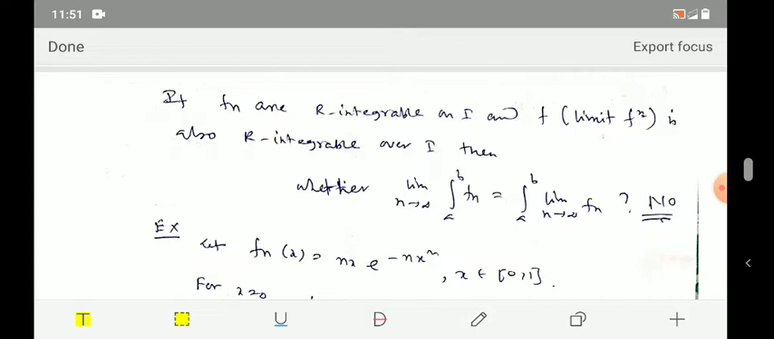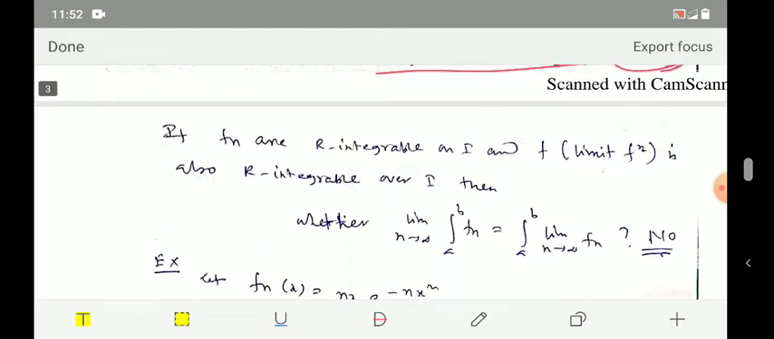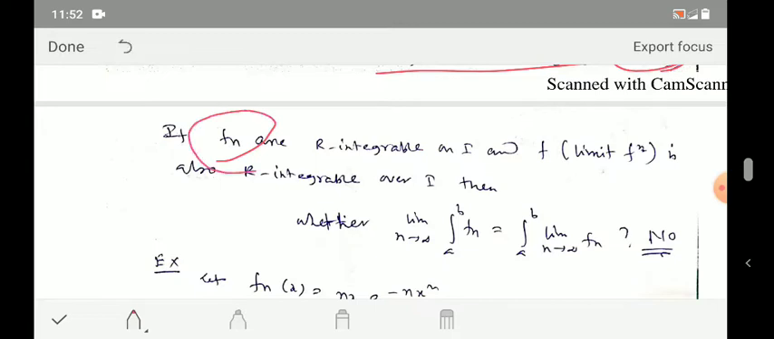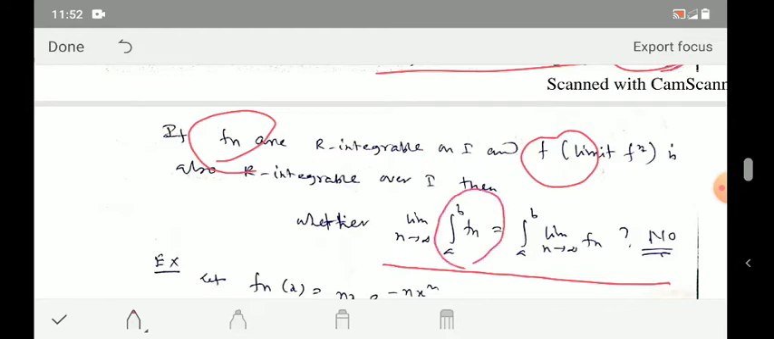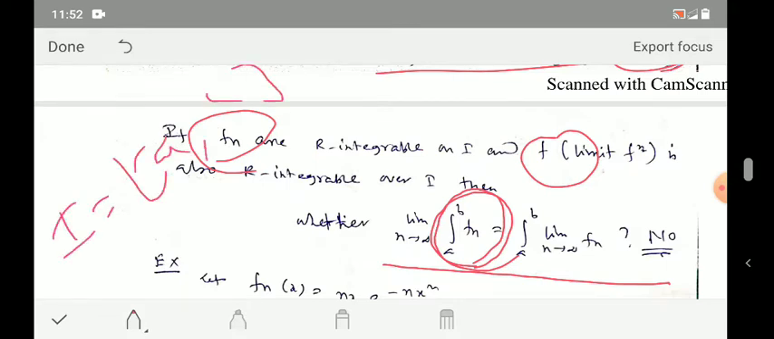The next question arises: suppose fn is a sequence of functions where the fn are all Riemann integrable, and the limit function f is also Riemann integrable, but whether the limit as n tends to infinity of the integration from a to b of fn, that is, we find the integration of fn on a to b. Here I have taken the interval I equal to the closed interval [a,b].